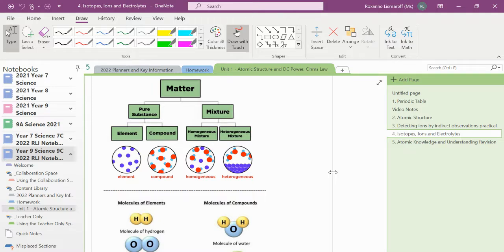So in year seven, we normally touch on and talk about what is matter and what it is made up of. There are two categories that stem off matter in this flow chart: pure substances and mixtures. Pure substances are made up of elements as well as compounds. An element is found in our periodic table and it is made up of its purest form.